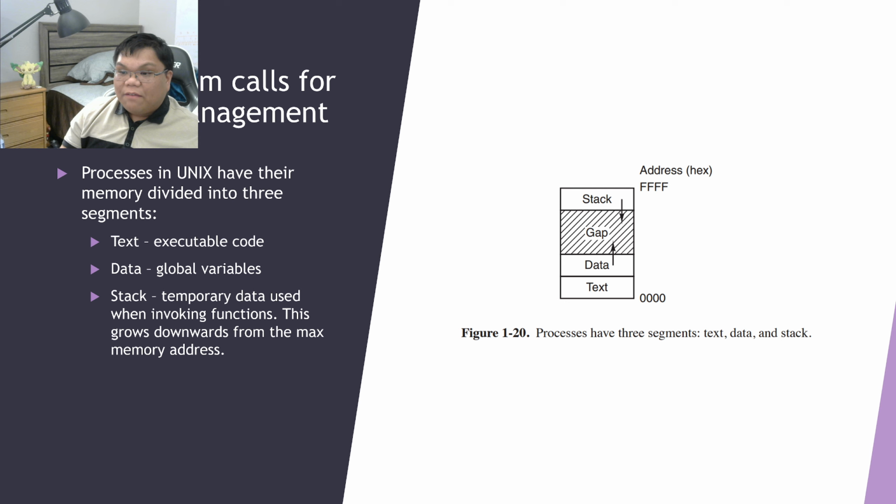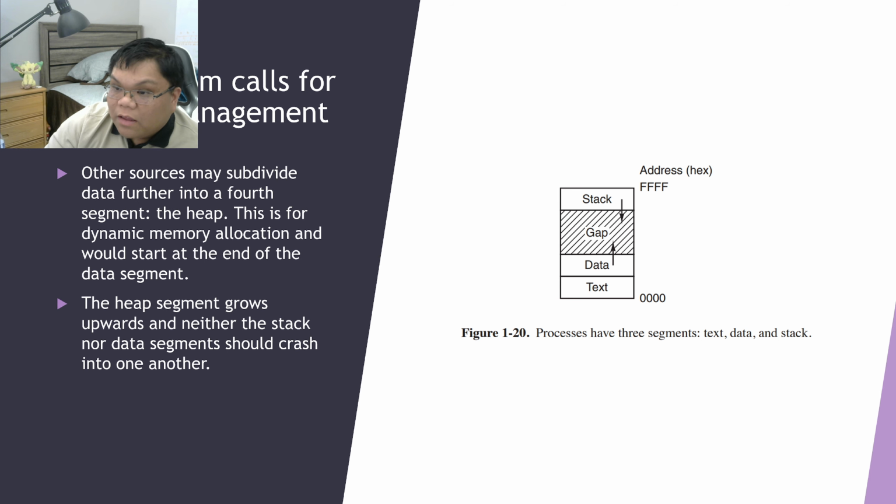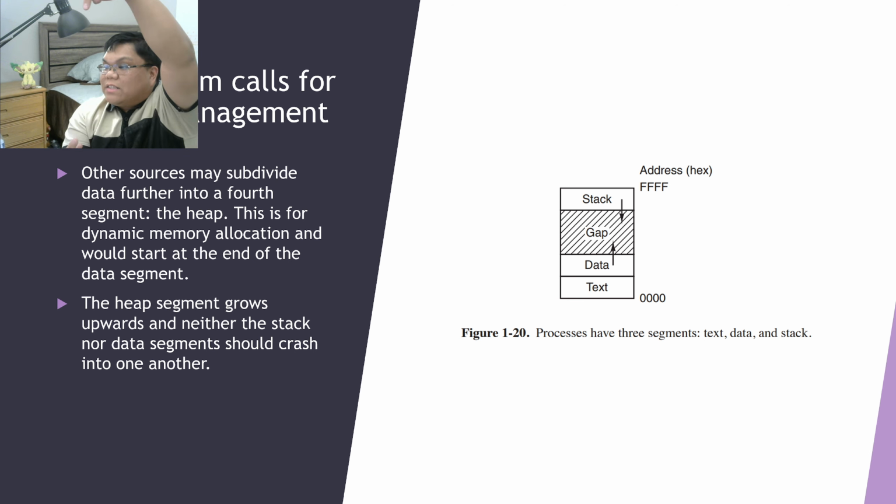Processes in Unix have their memory divided into 3 segments. Text, that's the executable code. Data, that is global variables. And stack, that's just temporary data used when invoking functions. This goes downwards from the maximum memory address. Other sources might have a 4th segment called the heap. This is for dynamic memory allocation, and it would start at the end of the data segment, and that part grows up. One of the tasks that an operating system also has is to make sure that the stack and the heap don't crash into one another.